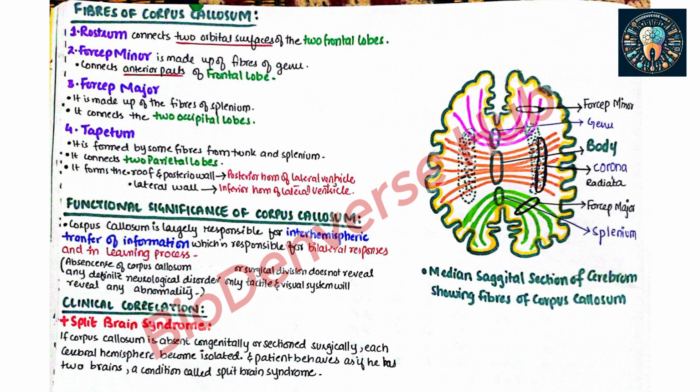Now we will move on towards the clinical correlations. So we have split brain syndrome. If the corpus callosum is absent congenitally or is sectioned surgically, each cerebral hemisphere becomes isolated and the patient behaves as if he has two brains, a condition called split brain syndrome. So this was the important clinical correlation regarding the corpus callosum.